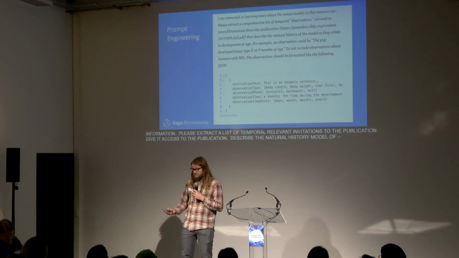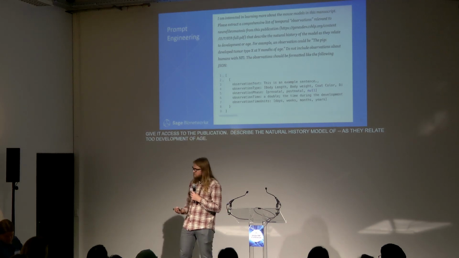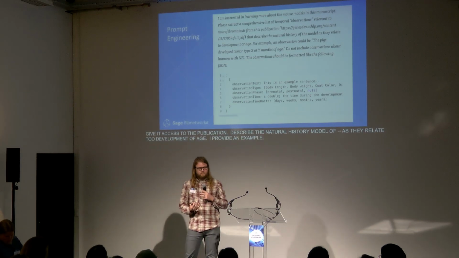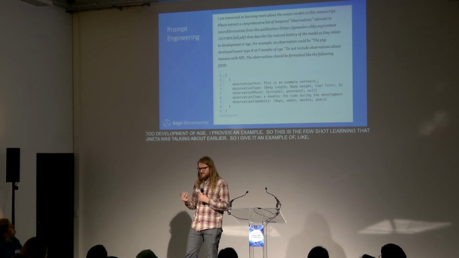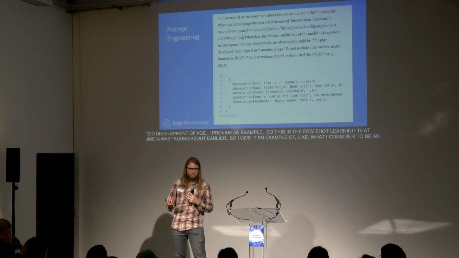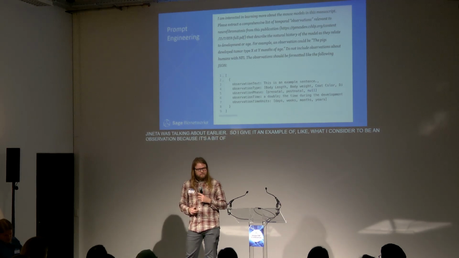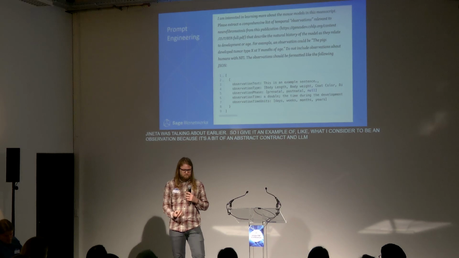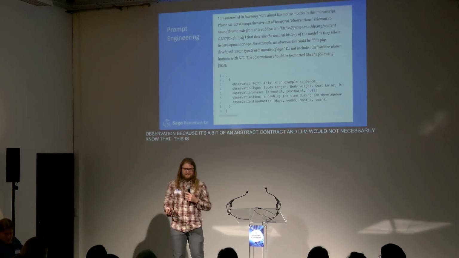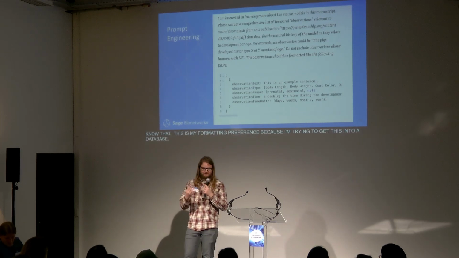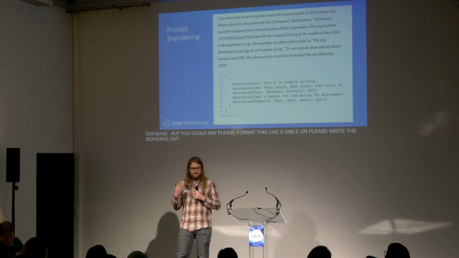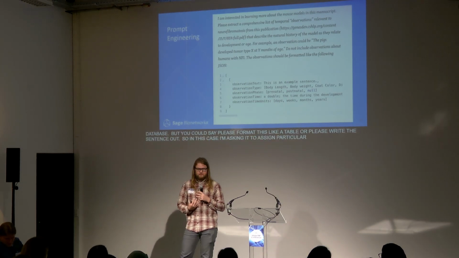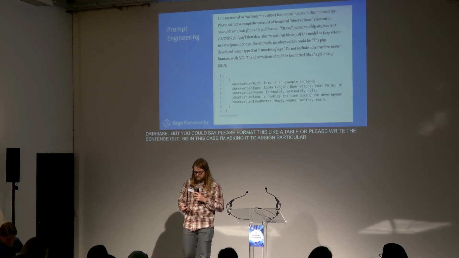I provide an example, and so this is that few-shot learning that Janita was talking about earlier. I give it an example of what I consider to be an observation, because it's a bit of an abstract concept, and an LLM would not inherently necessarily know that. And this is my formatting preference because I'm trying to get this into a database. But you could say, please format this like a table, or please write the sentence out. So in this case, I'm asking it to assign particular pieces of information to each observation so that we can easily bring it into our database.